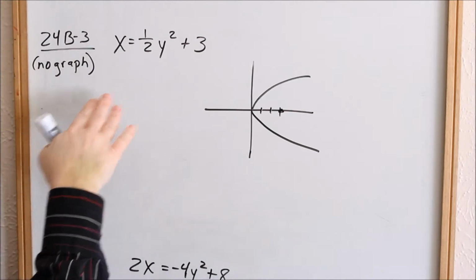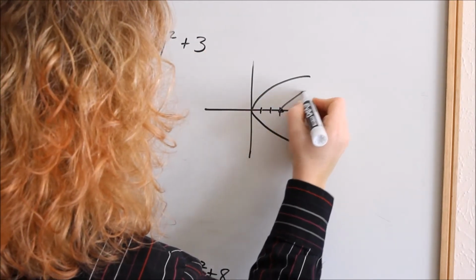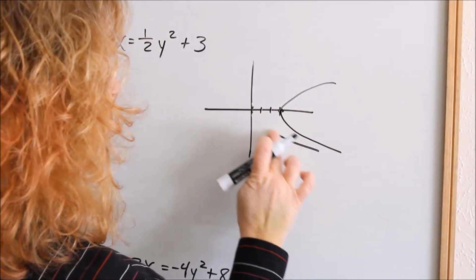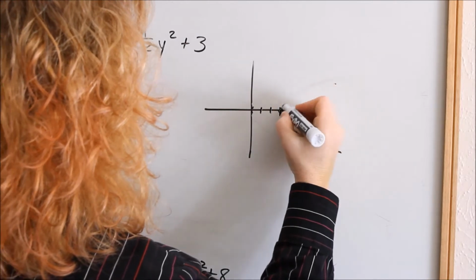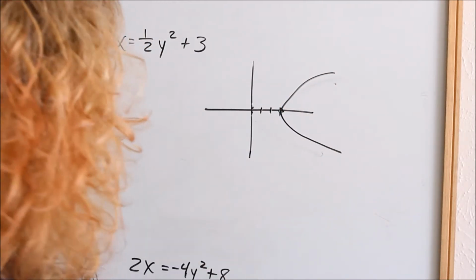Remember, when we're dealing with sideways parabolas, this tells you shifting to the right or to the left. So it will look just the same, we're just now shifting to the right. So our parabola would look something like that, and would be symmetrical about the x-axis.